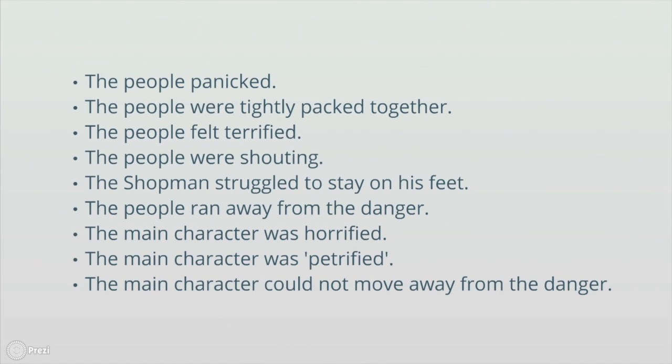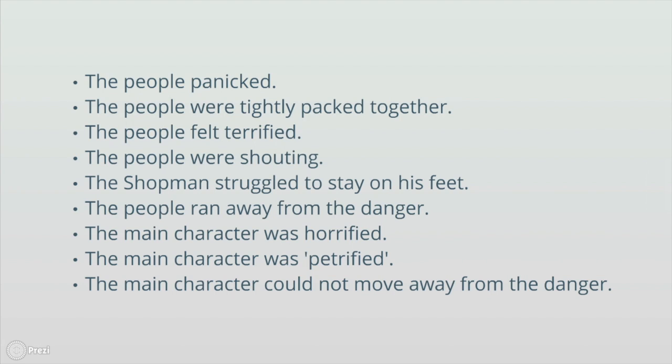Okay, so some of the answers that you can have for this question are that the people panicked, the people were tightly packed together, the people felt terrified, the people were shouting, the shopman struggled to stay on his feet, the people ran away from the danger. The main character was horrified. The main character was petrified. The main character could not move away from the danger.